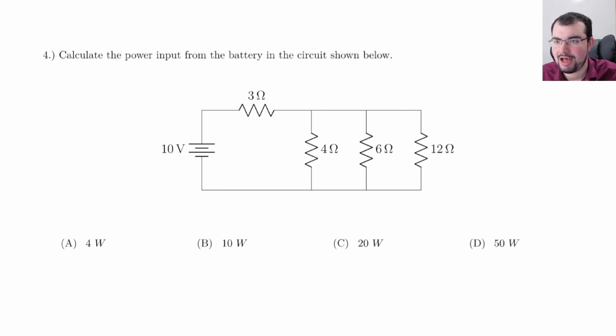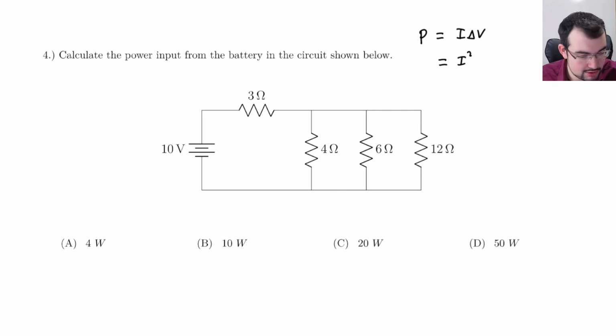All right, calculate the power input from the battery in the circuit shown below. So we just want the power of the battery. And we have 3 lovely power formulas to choose from. How do you know which one to use? Well, it's the one that doesn't involve the missing thing. So notice we have a voltage for the battery, and we also have a bunch of resistances. So we're missing current.